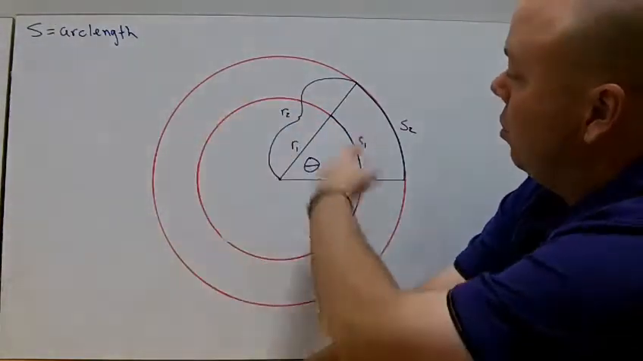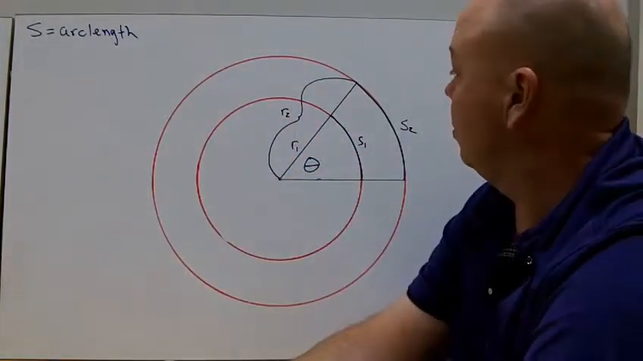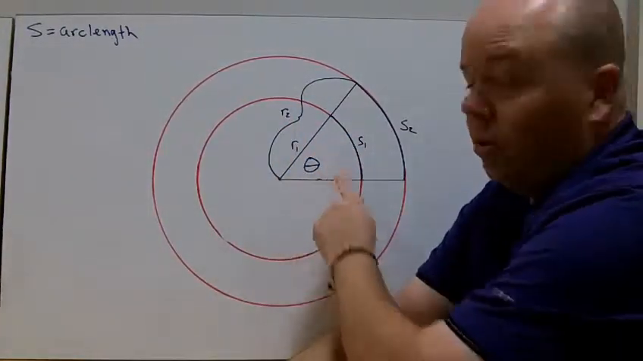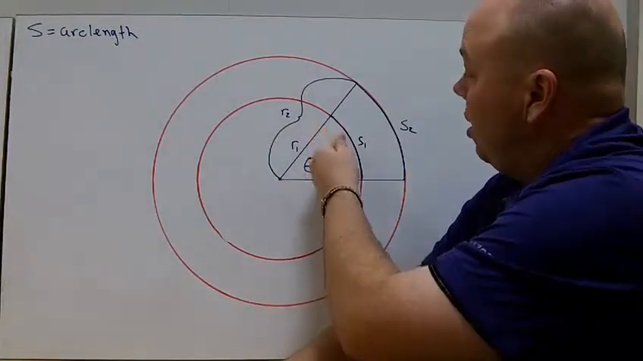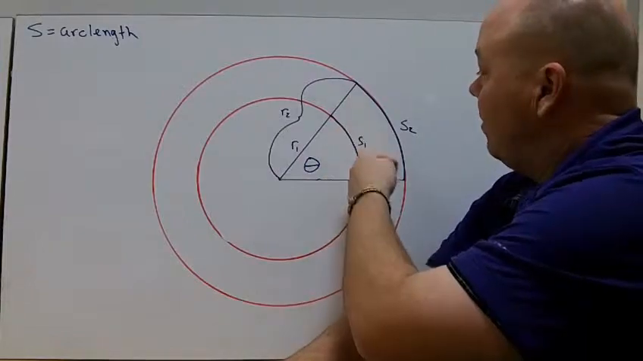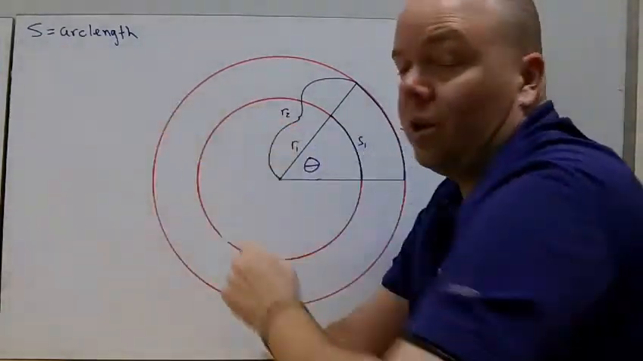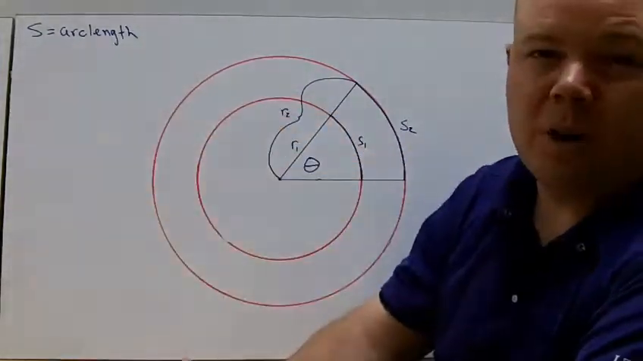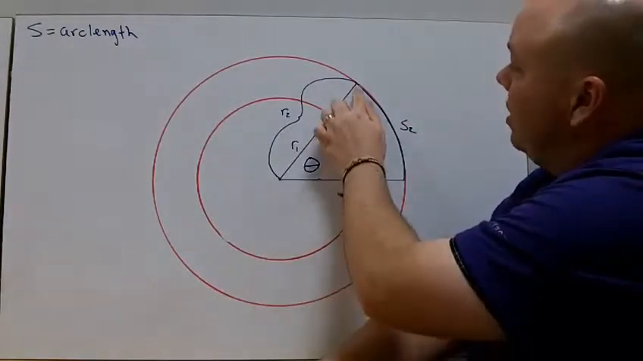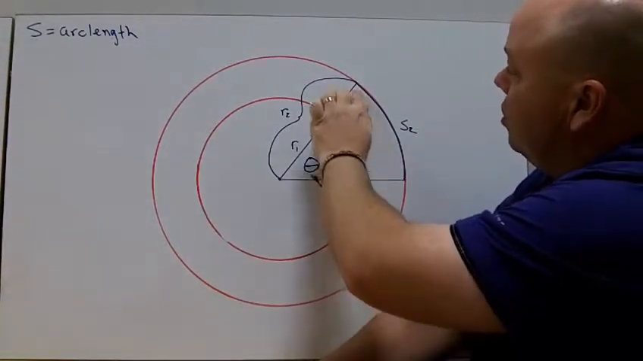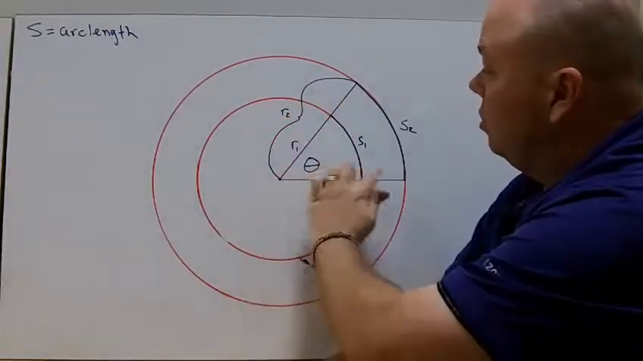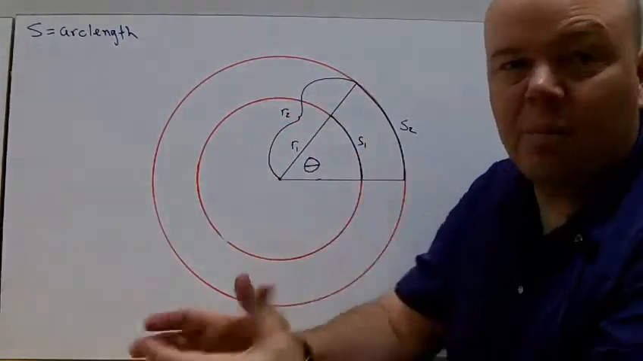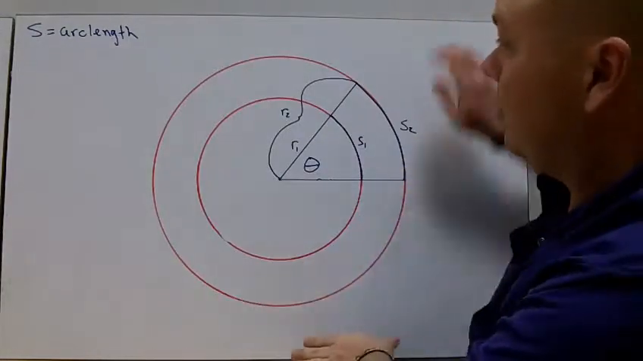If I have two circles, this angle is the same for both of these circles. So it'll cut off an arc length and it'll cut off another arc length. We're going to call S the arc length. So an arc length is the length on the circumference of the circle. If we have the same angle in both of these circles, it's going to cut off a similar piece of the circle.